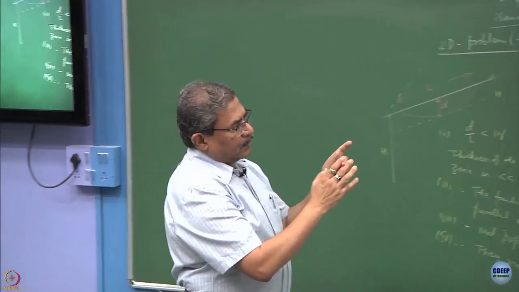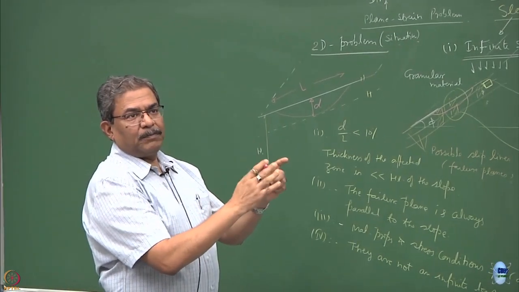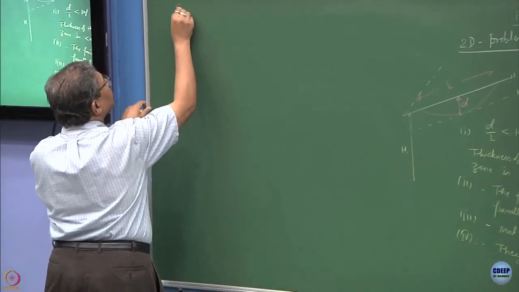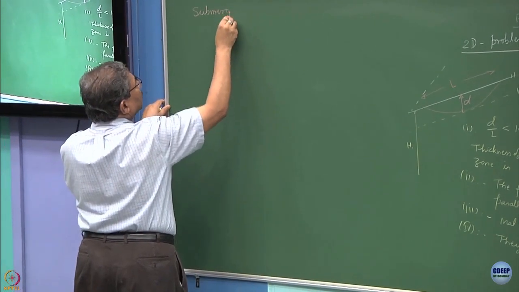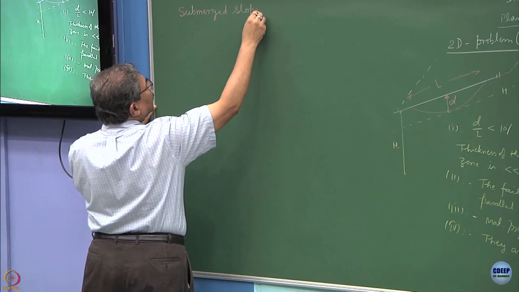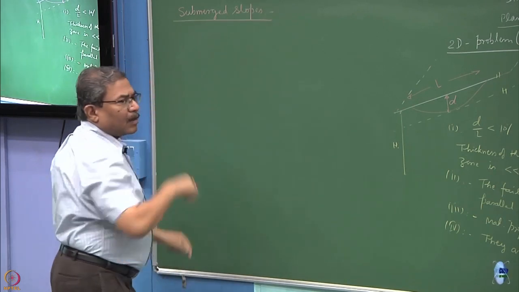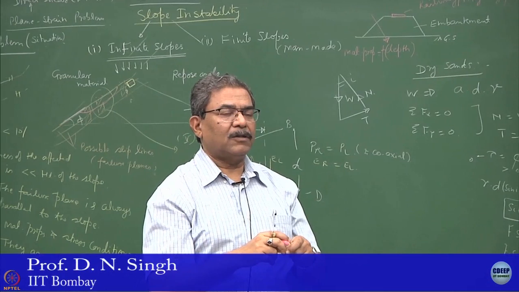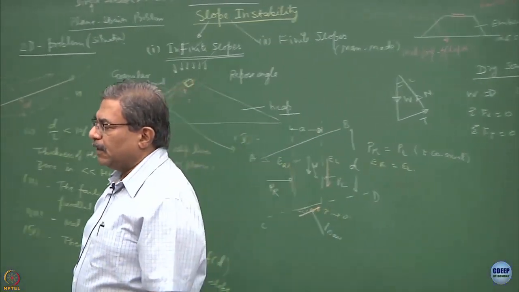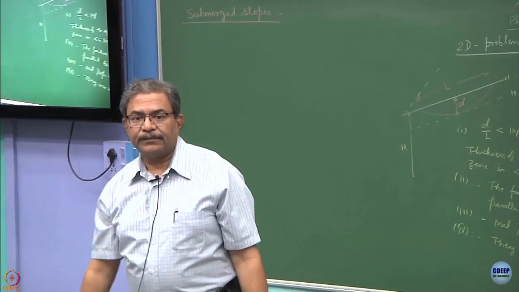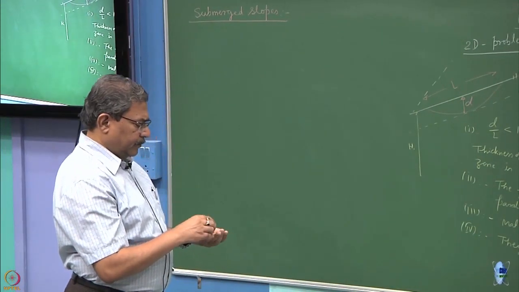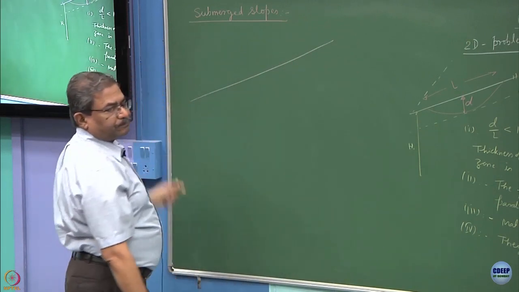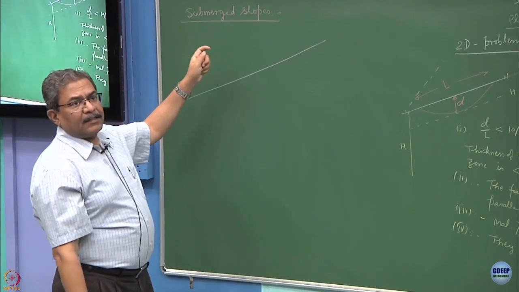So, having done this dry sand slope stability analysis, now we will move on to submerged slopes. And when we talk about submerged slopes, there has to be a seepage line. So, we want to understand how the stability of the slope is going to change because of seepage conditions. All right. Say this is the slope, and this has a seepage line.